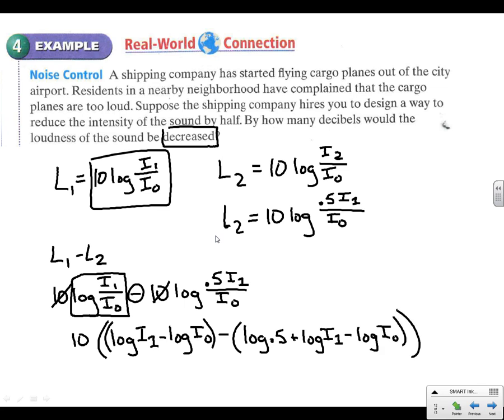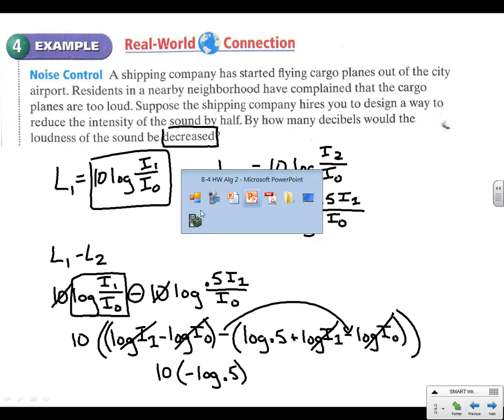Oh, bunch going on here, but luckily some things are going to cancel out. Log of I1 minus log of I1 goes away. Log of I0 plus, because this negative would distribute in there and make it a plus, that's going to cancel out. And let's see what we've got here. We've got 10 times the negative log of 0.5. Let's plug this in and see what we get.